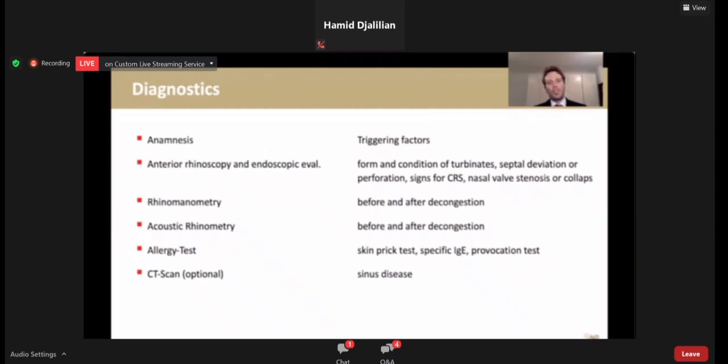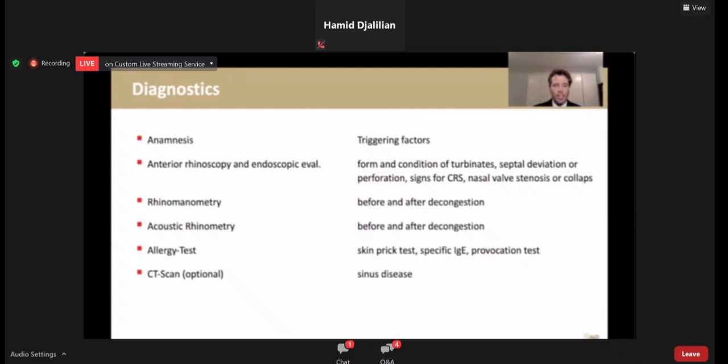Then an anterior rhinoscopy and also an endoscopic evaluation of the deeper parts of the nose should be performed. And you should have a look at the form and the condition of the turbinates. Sure, you should look for septal deviations or perforations, signs of chronic rhinosinusitis. And if you have a look at the most frontal part of the nose, you should look for nasal valve stenosis or collapse. After that, normally objective measurements should be done, and this is mainly done with rhinomanometry and acoustic rhinometry.